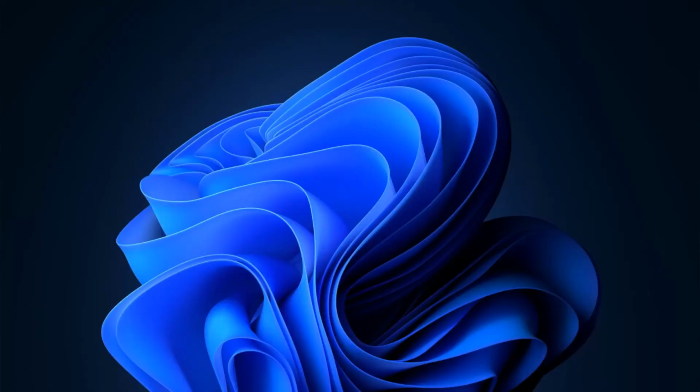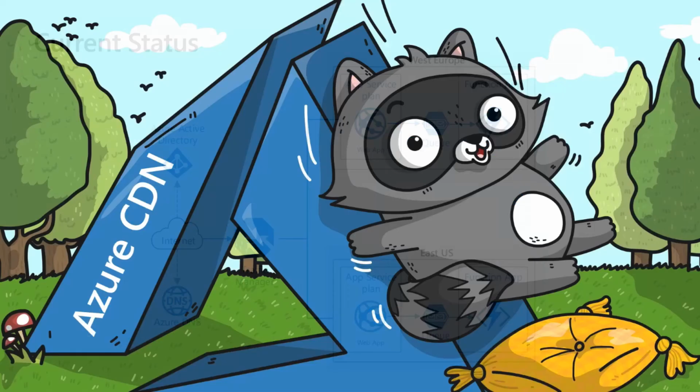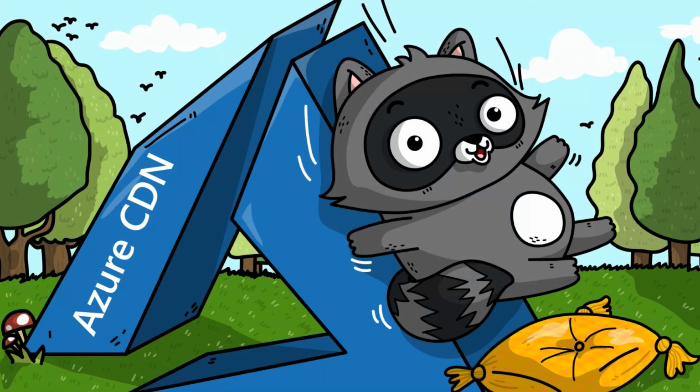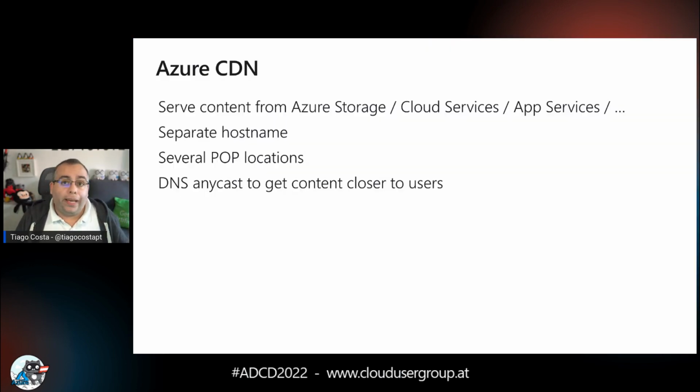So what other services did I use? The current status now is something like this, right? So we have Traffic Manager deciding where should we go, right? So the other service that I really love on this is the Azure CDN, Content Delivery Network, because we had tons of files that we need to share. That's kind of the purpose of the app. And this could serve content from Azure storage accounts, which is exactly what we needed, cloud services or app services.